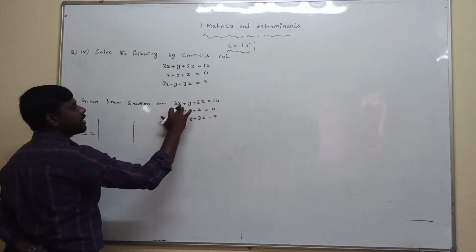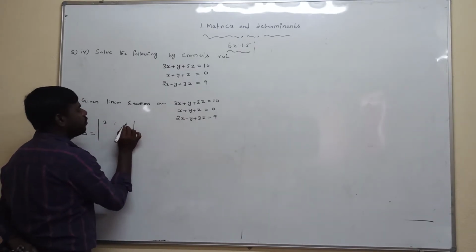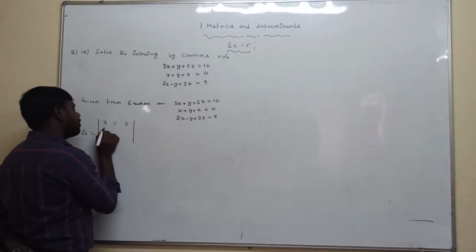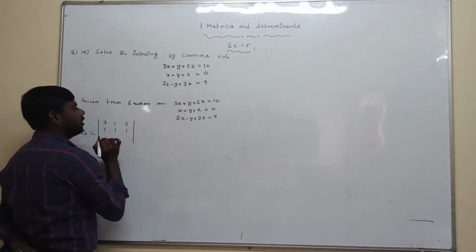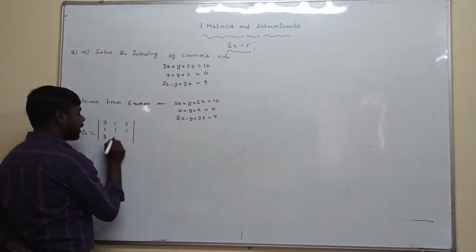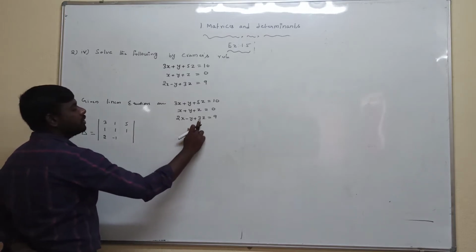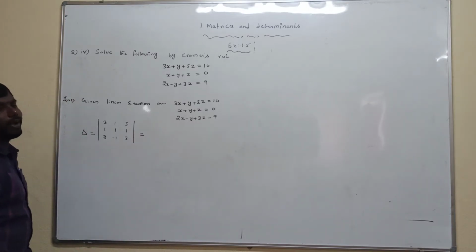First linear equation: x coefficient is 3, y coefficient is 1, z coefficient is 5. Second linear equation: x coefficient is 1, y coefficient is 1, z coefficient is 1. Third linear equation: x coefficient is 2, y coefficient we can take as minus 1, z coefficient we can take as 3. Now find this determinant value.